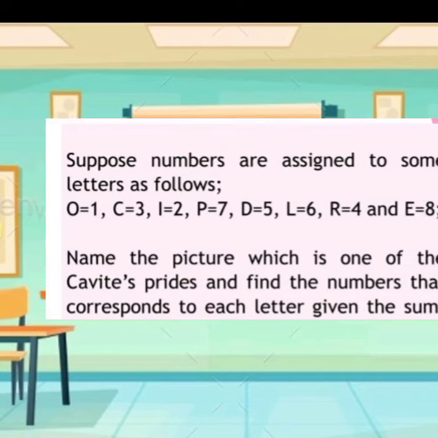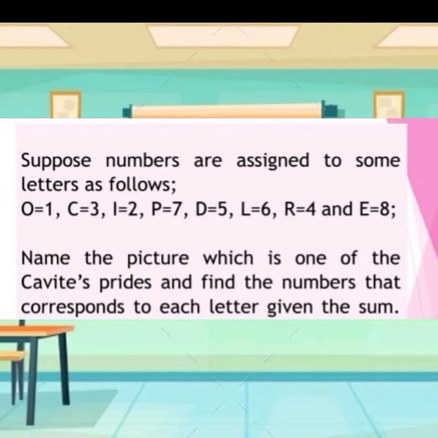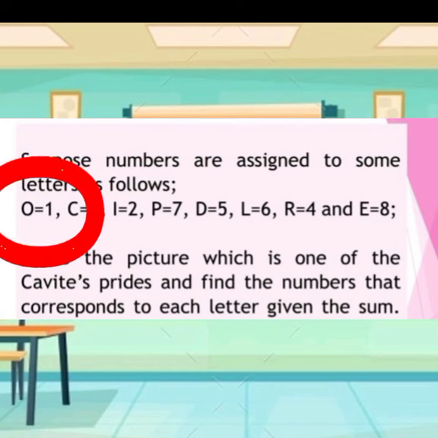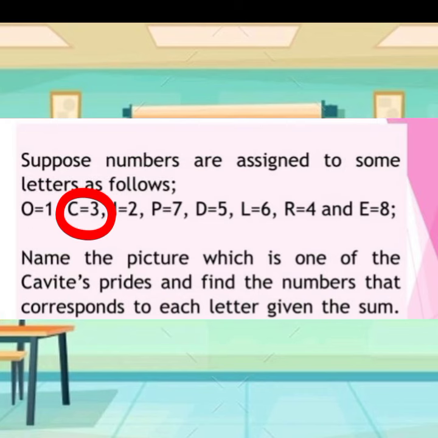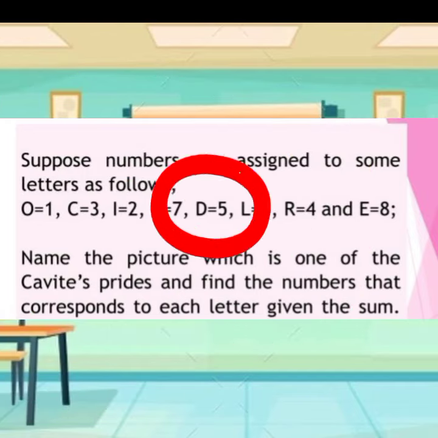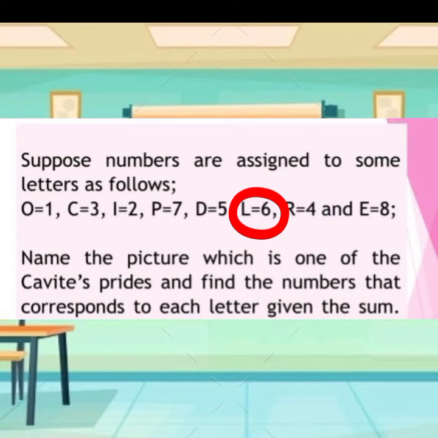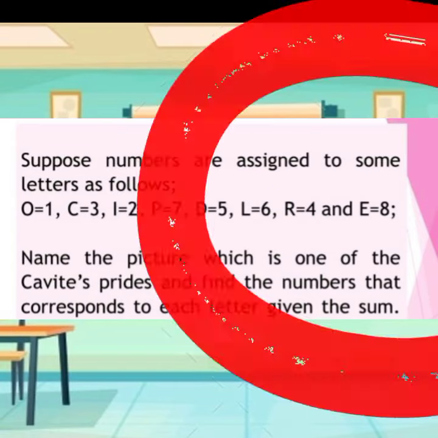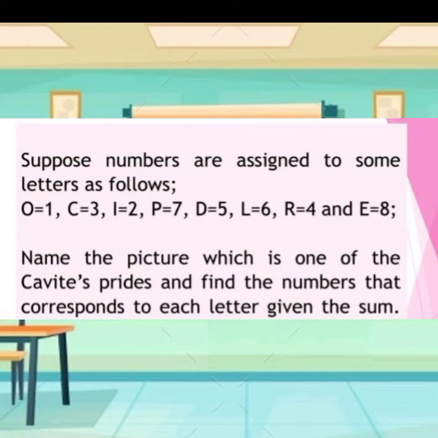So here is your activity. Suppose numbers are assigned to some letters as follows. We have O, which is equal to 1, C is equal to 3, I is equal to 2, P is equal to 7, D is equal to 5, L is equal to 6, R is equal to 4, and E is equal to 8.